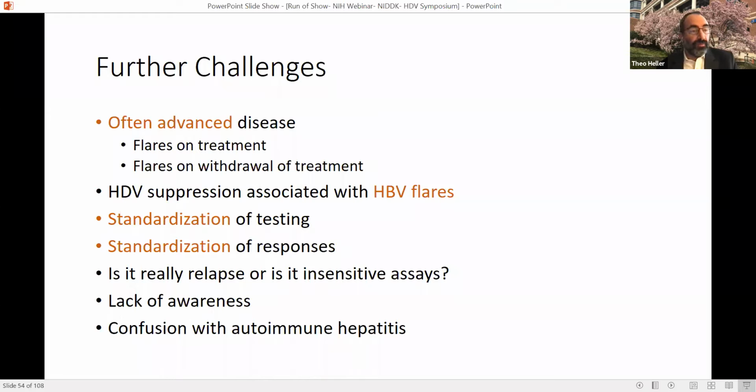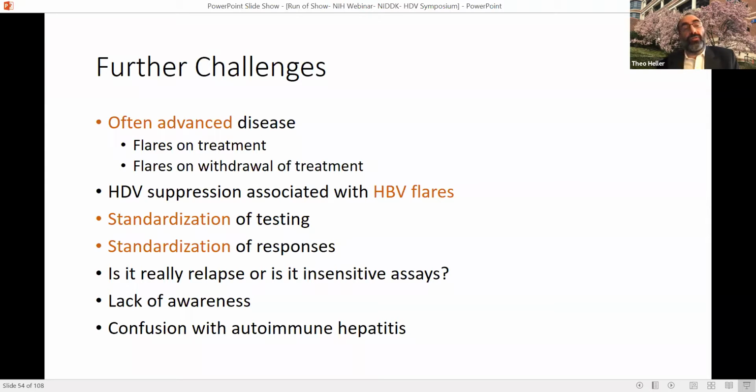Further challenges. Often these patients have advanced disease. We heard how rapidly they progress to cirrhosis. They can flare on treatment, and something that has been a particular concern of ours in NIDDK and studies that I've done with my partner, Dr. Christopher Coe, is we're concerned about flares on withdrawal of treatment. So if you took a cirrhotic and treated them and then withdrew treatment or stopped treatment at the end of the trial, if they then flared because virus was suppressed and then released, that would be a concern. I will address some of this as well.